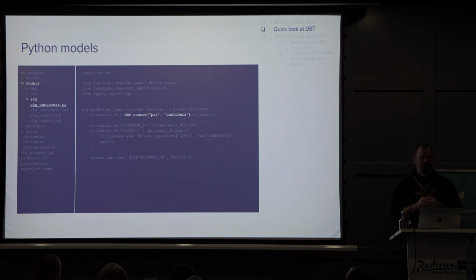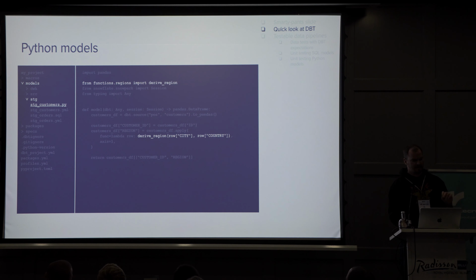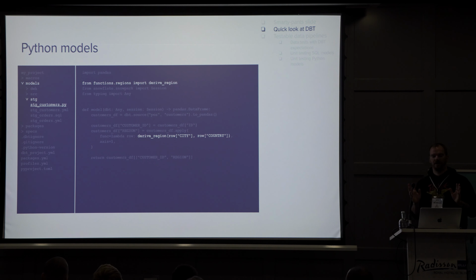And then you can use this dbt object to do the same thing you do with macros in the SQL models. You can reference a source by calling the source function on the dbt object. And what you also can do, and this will be important later, is import your own functions and then call them. This is kind of the equivalent to writing your own macros.